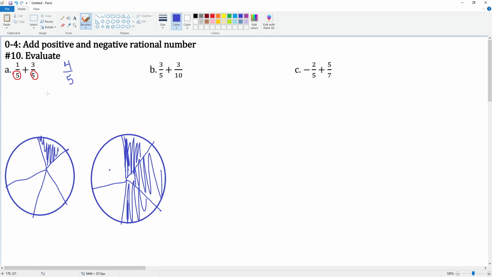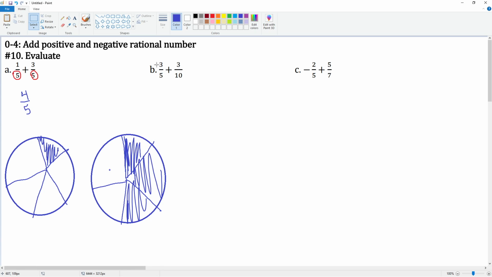So that's what it evaluates into. 1/5 plus 3/5 becomes 4/5. We just add the top values as long as the denominators are the same.